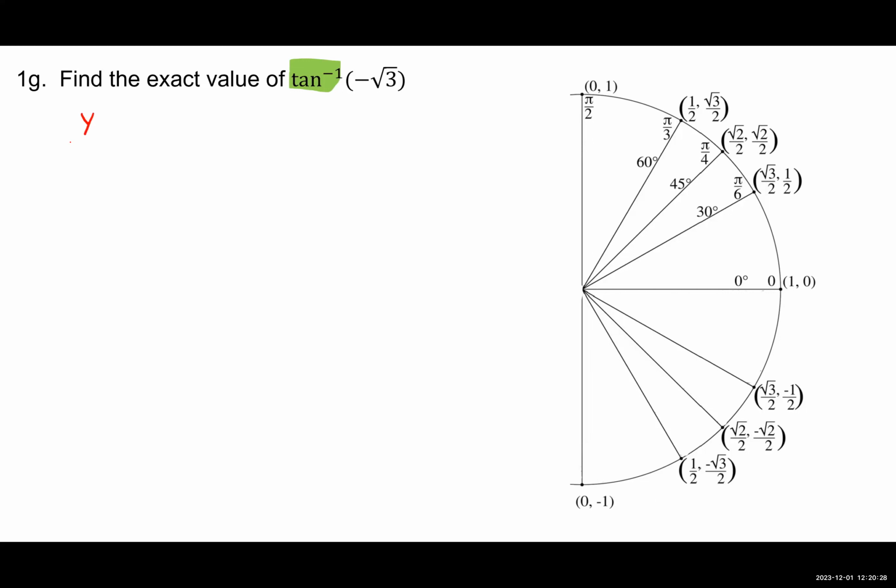Right, so tangent is y over x. So the y over x is negative square root of 3. Angle is our question mark. So which angle gives us a tangent of negative square root of 3? It might be in your best interest to have a printed out version of the unit circle next to each terminal point.